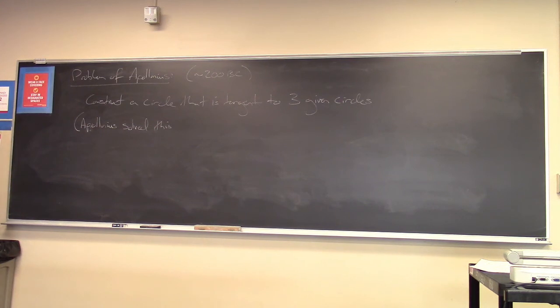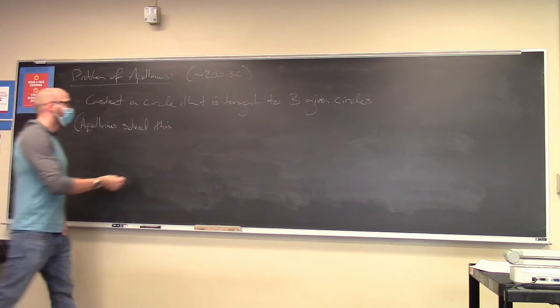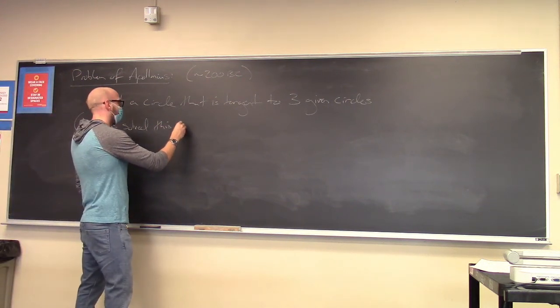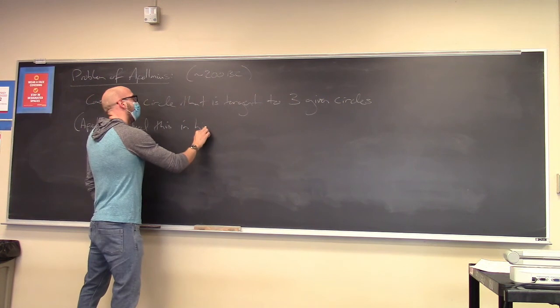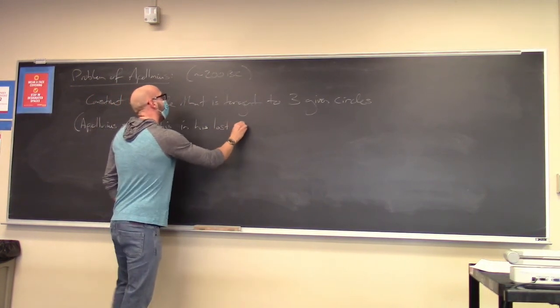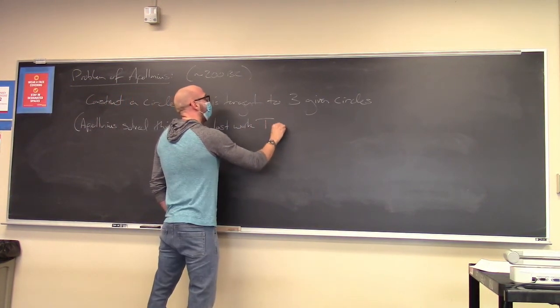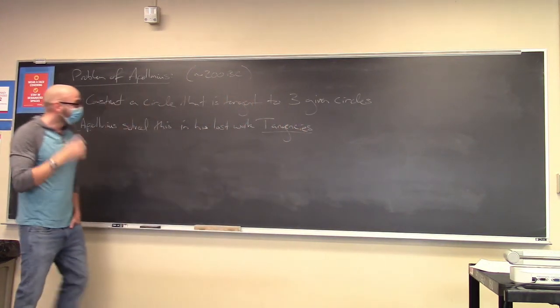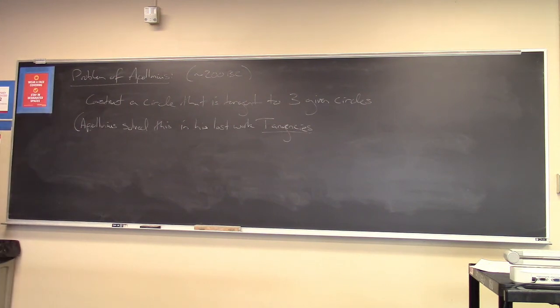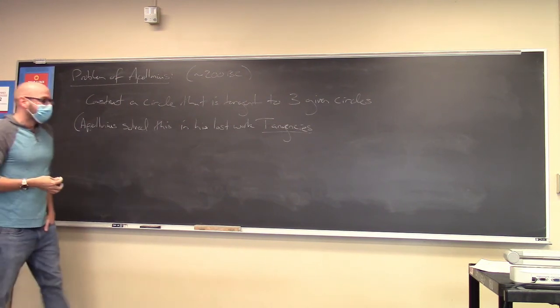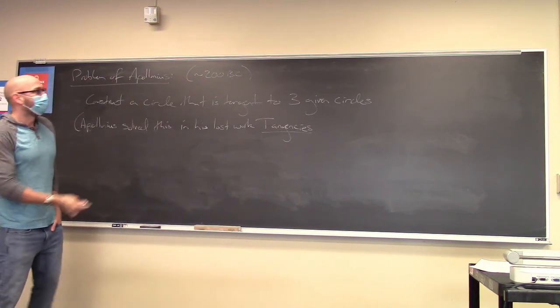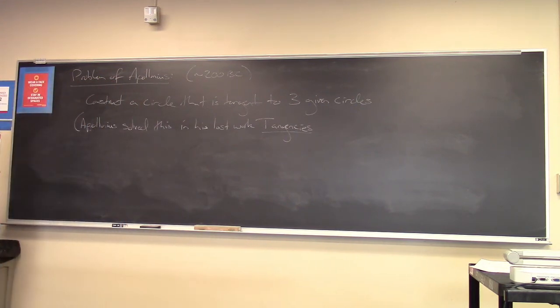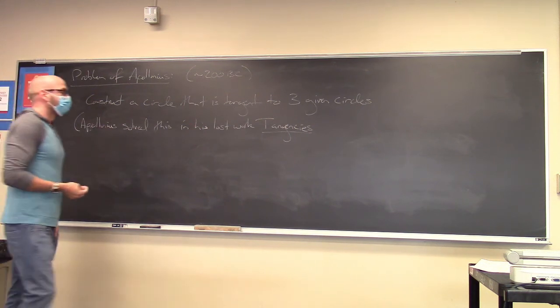Problem is, though, he solved it in his work that's known to be called Tangencies, but it's a lost work. So we don't have any copies of this anymore. He solved this in his lost work, Tangencies. And it's a lost work, but we know he did it in Tangencies because, remember, Pappus, about 500 years later, 300 AD, he wrote about this. He wrote about how Apollonius had solved this, and he mentions a little bit about his proof.